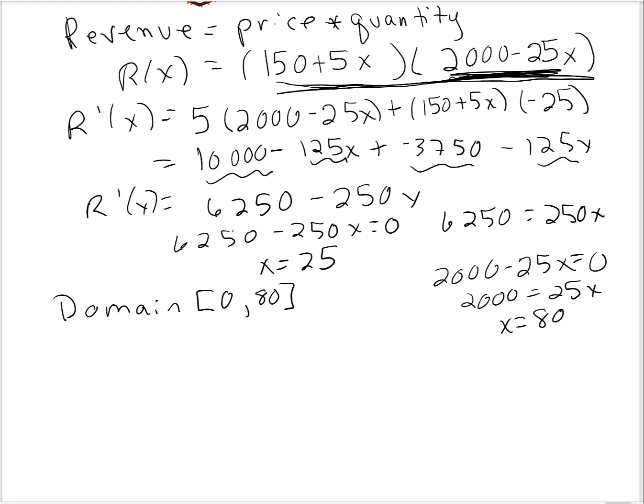So now what do we have? We have this critical number of 25. We have endpoints of the domain, 0 and 80. So we want to find the revenue when x is 0, when x is 25, and when x is 80.